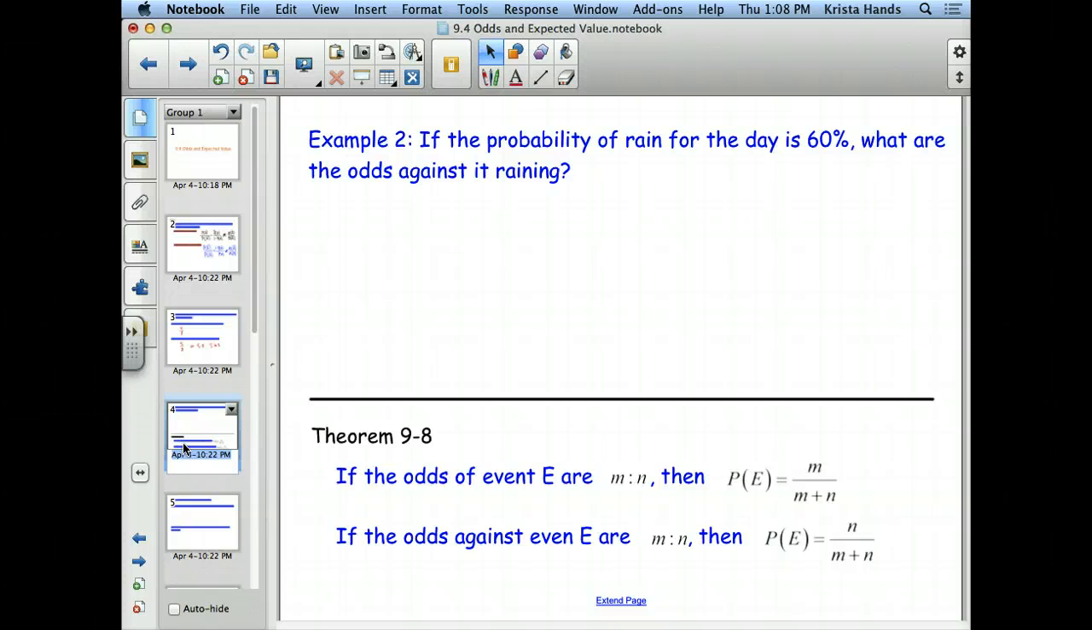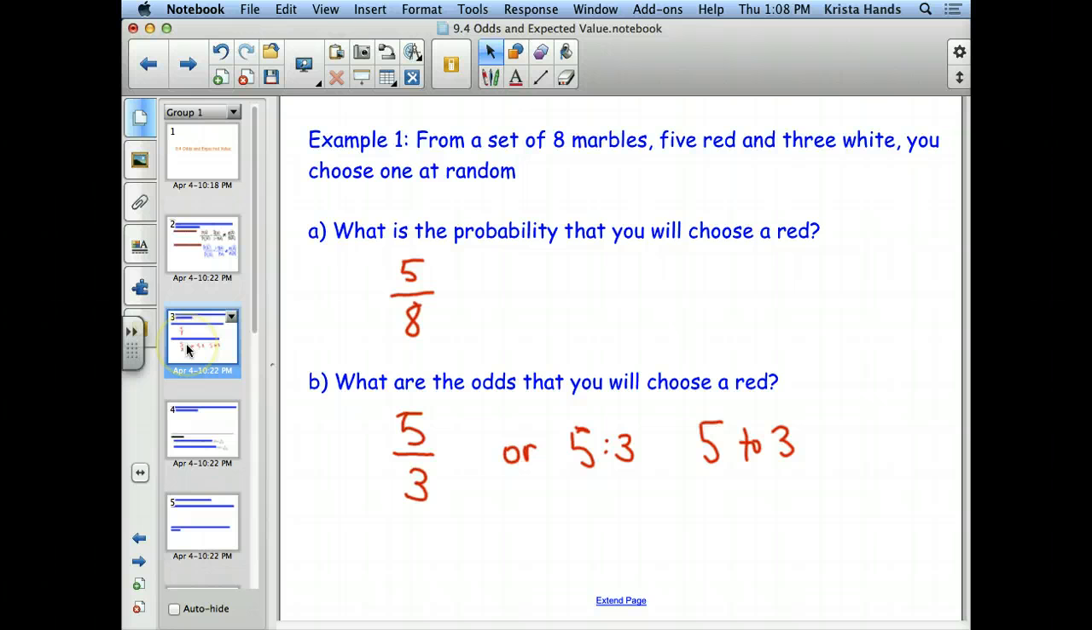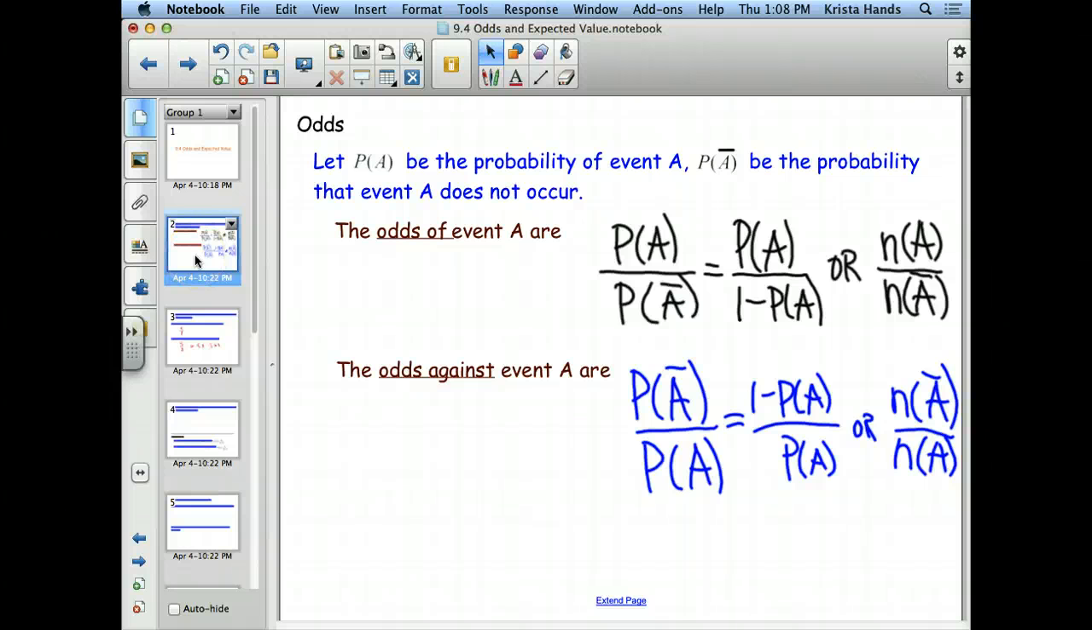Oh, I should have asked you. Let me go back here real quick. You don't need to flip back, but when I did the odds down here, which of these different ways of doing odds did I use? Did I use this first one? Or did I use the second one?